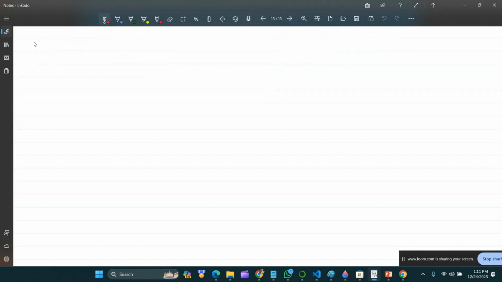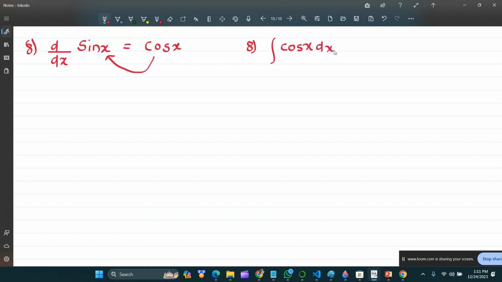Now we'll see the derivative of sin x. What is the derivative of sin x? It is cos x. Opposite to that, the integration of cos x will be sin x. Therefore, we write integration of cos x dx is equal to sin x plus c.